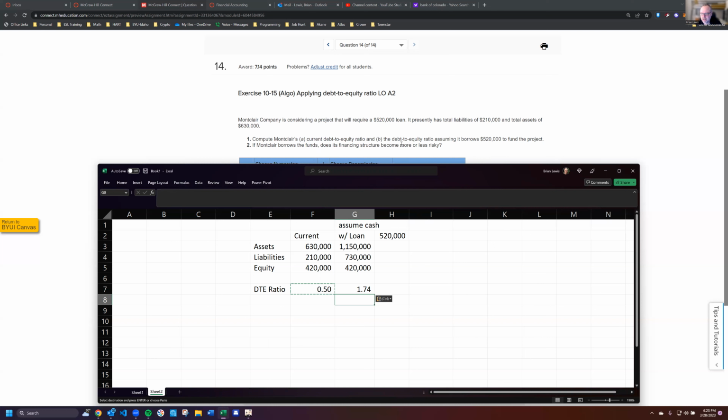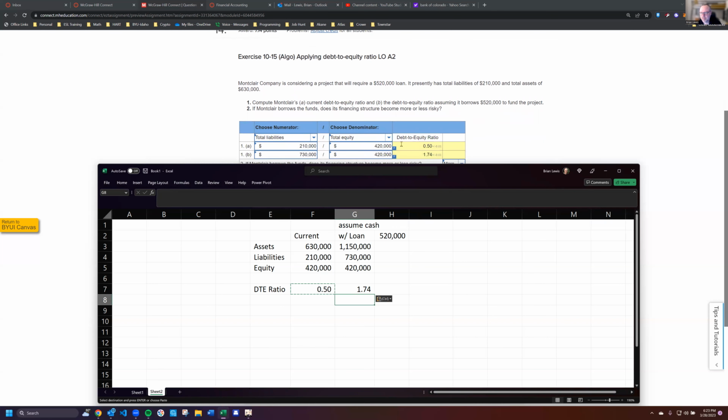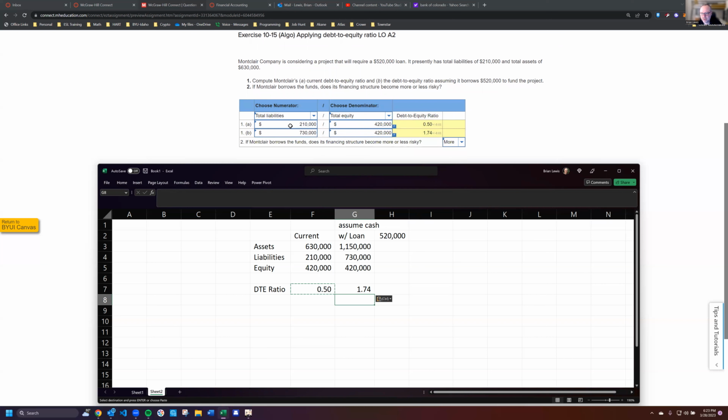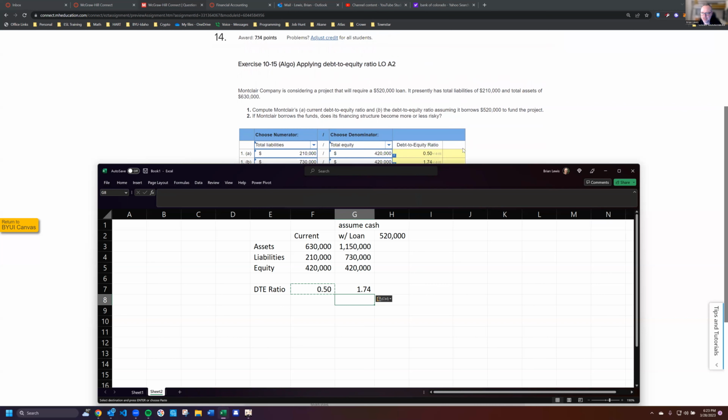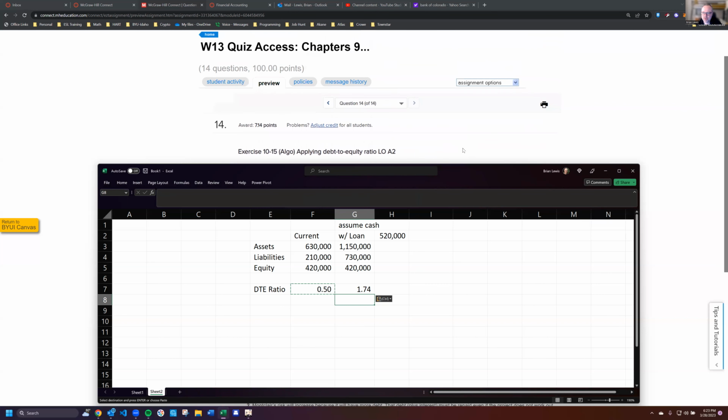So let's look at what we have here in the problem. We have our liabilities and our equity, and those are all the same. Going from 0.5 to 1.74, it's more risky. All right, so that's exercise 1015, problem number 14 in your quiz access.